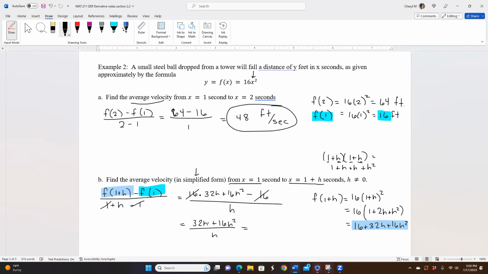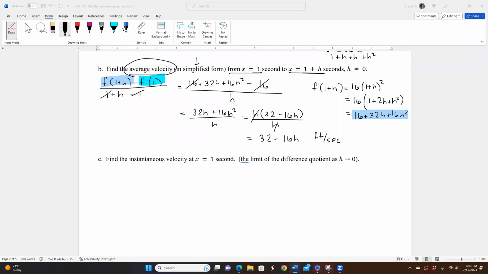At this stage, we want to recognize that since both of the terms in the numerator have an h in them, we can factor it out. That way it can cancel with the denominator. So the simplified form of the average velocity from 1 to 1 plus h is 32 plus 16h, and that would be feet per second. Let's look at the next one.